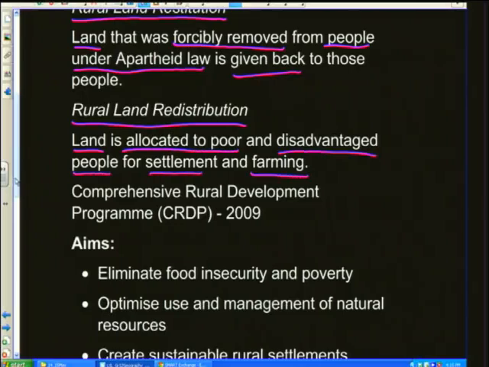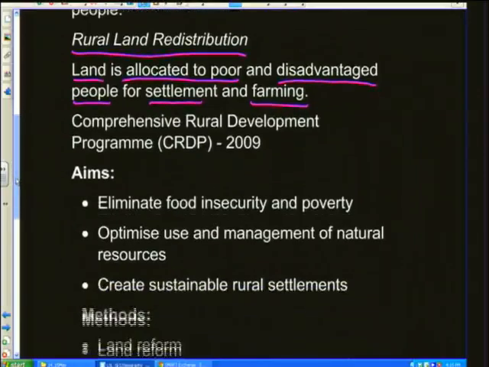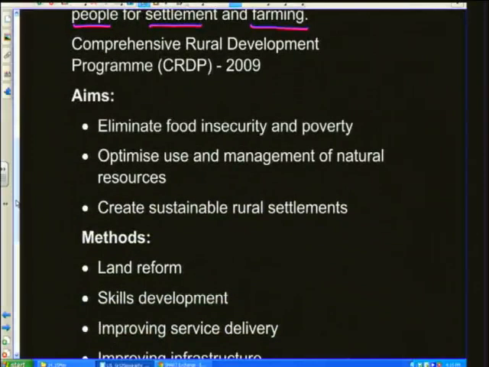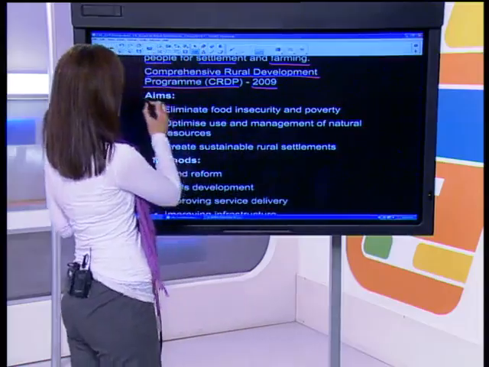There are a number of programs that you have to know. And the latest one is called the Comprehensive Rural Development Program, the CRDP, and it was established in 2009. You have to know the aims, and in your textbooks you'll find that they give you a list of aims, they give you a list of problems and methods by which they're trying to implement the Comprehensive Rural Development Program. Let's have a look at those aims.